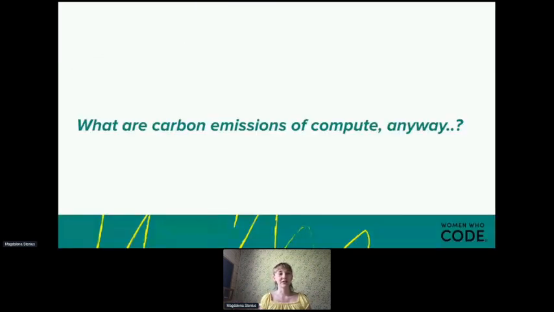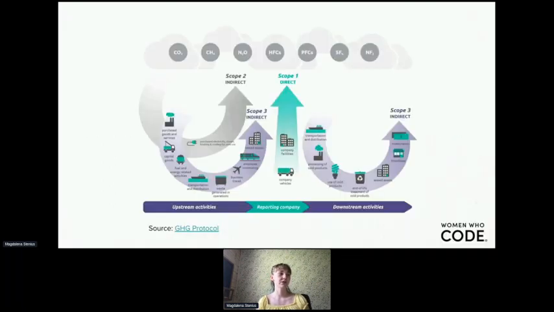Now we decided to dig into what the carbon emissions of compute are anyway. When we are talking about carbon emissions, we can use this tool called the GHG protocol, or the greenhouse gas protocol, basically, where emissions are divided into 3 scopes. Scope 1 means direct emissions of the company facilities and vehicles. And scope 2 is purchased electricity. And scope 3 are, for example, the goods and services purchased by that company.